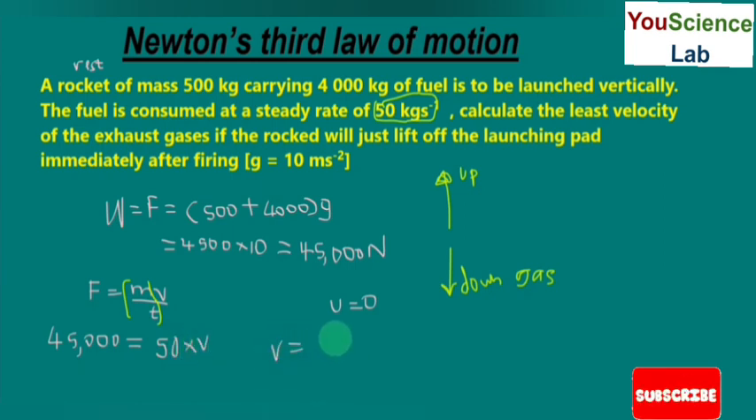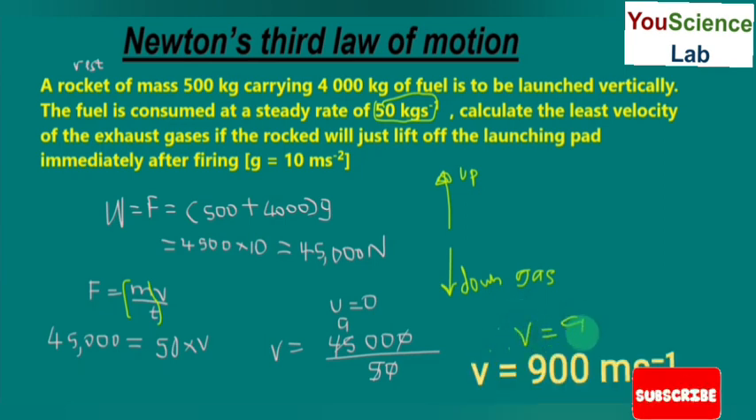So from here we can see that v is equal to 45,000 divided by 50. And this zero cancels out this zero, 5 into 45, that's 9. So therefore v is equal to 900 meters per second.